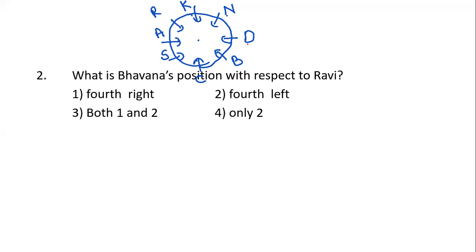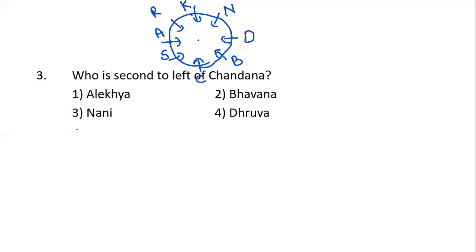As I mentioned in the previous question, for the question you have two answers: clockwise direction answer and anti-clockwise direction answer. So if you move clockwise it is left side 4th, anti-clockwise it is right side 4th. So both are correct. So you need to go for option 3, both 1 and 2. Okay. Next one.